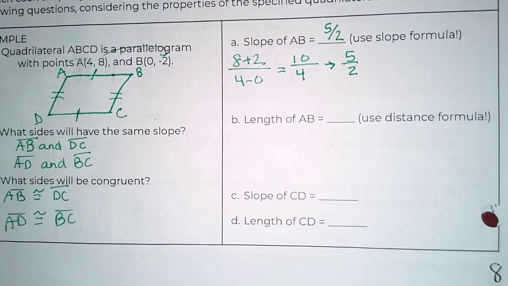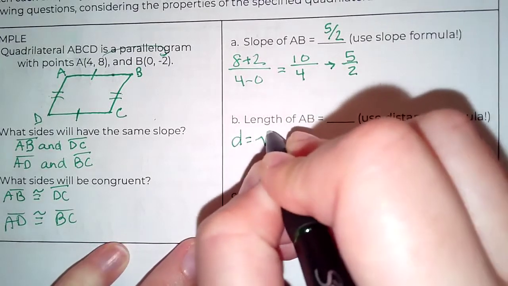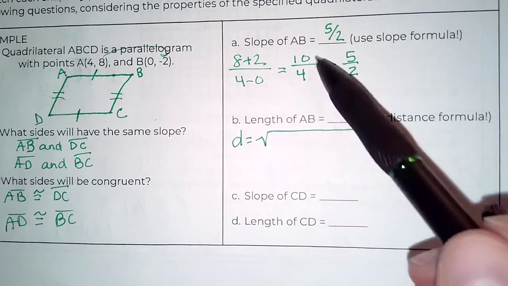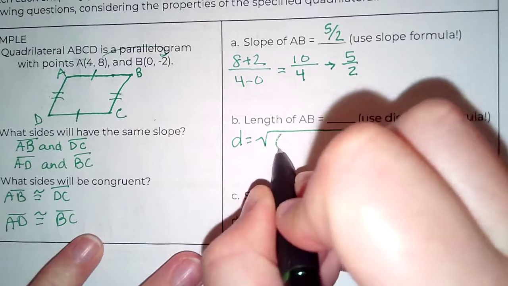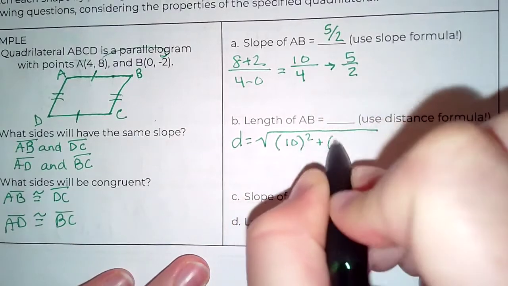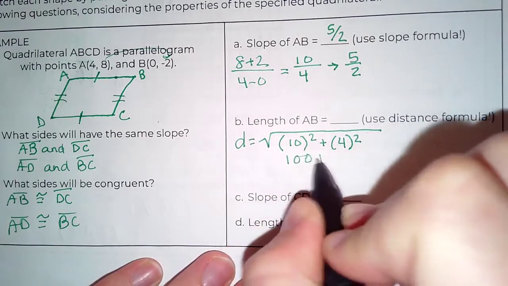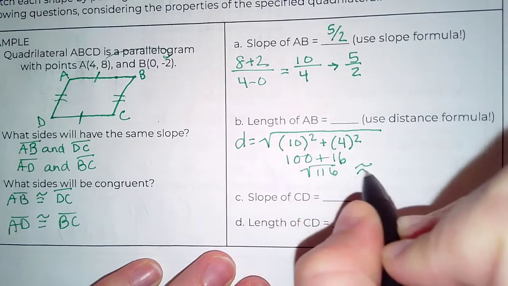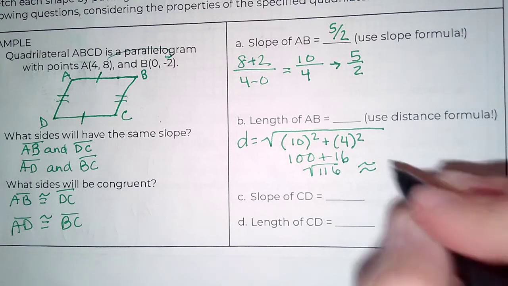What's the length of AB? So we're going to use the distance formula. And we don't really have to work too hard because we just found the distances, right? We just found the change in our x's and the change in our y's. So we could say that's 10 squared plus 4 squared. 10 squared is 100, plus 4 squared is 16. What's the square root of 116, approximately? 10.8.